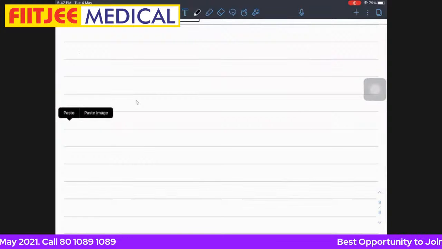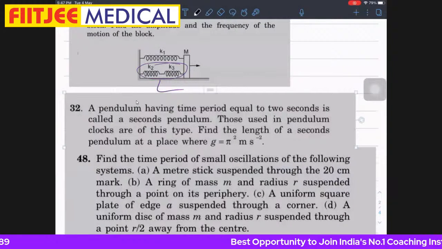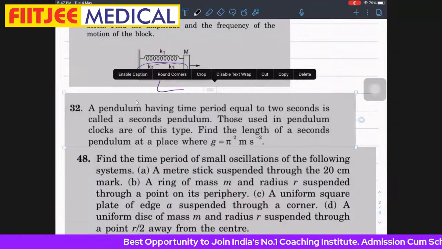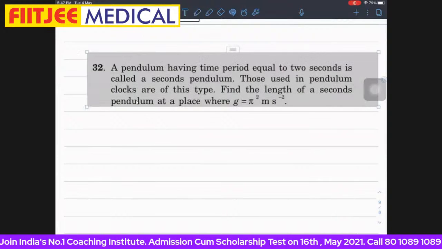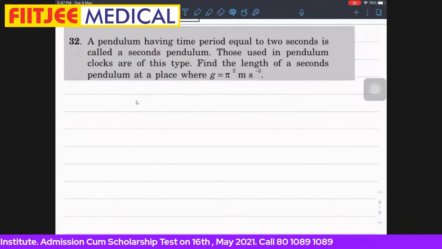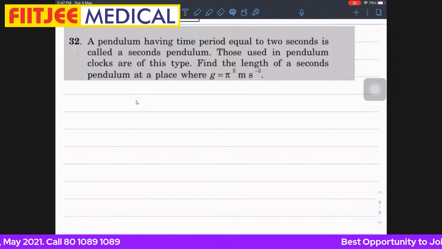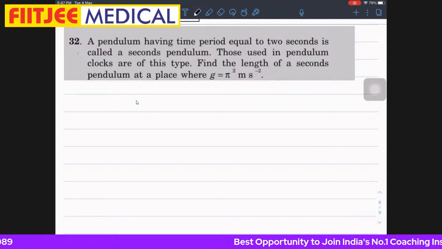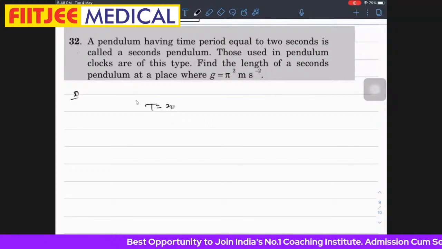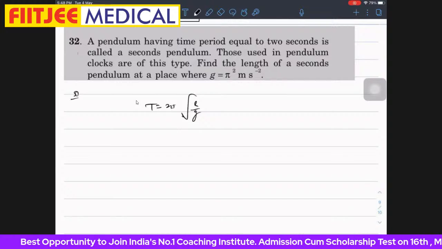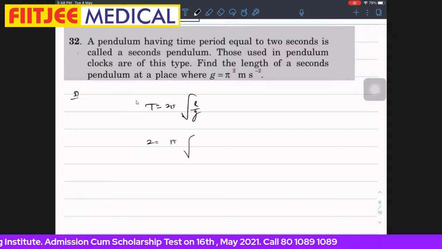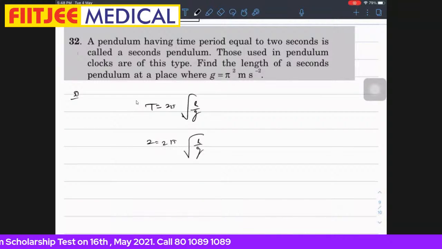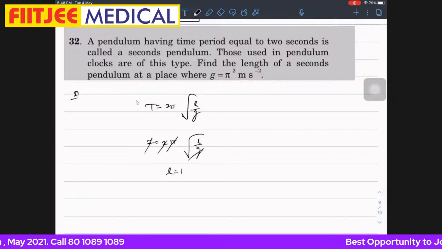Let's take a few questions based on this. They have given that a pendulum having time period equal to 2 seconds is called a second pendulum. Those used in pendulum clocks are of this type. Find the length of this. So time period is given by how much? 2 pi root under L by g. Its time period is 2 seconds. So 2 pi root under L by g. The g value is approximately pi square, so the L value will become 1.